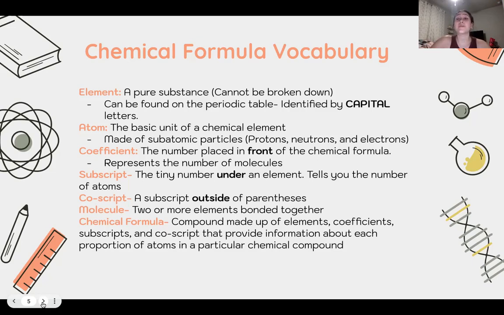There's also a subscript, also a new word, so say it with me, subscript. A subscript is a tiny number under the element that tells you the number of atoms of that specific element. There's also a co-subscript. We're not going to talk a lot about it, but it's the subscript outside of a parentheses. There's a molecule, which is two or more atoms bonded together. The coefficient actually tells you the number of molecules. And a chemical formula basically is just all of those put together. So you have an element, a coefficient, subscripts, and co-subscripts to provide one giant formula.